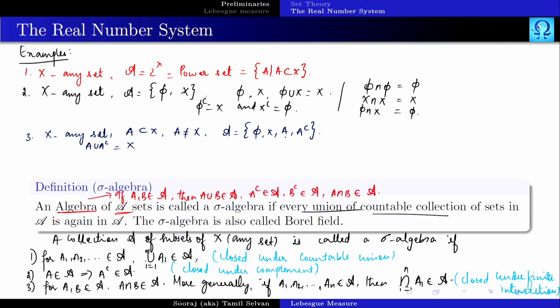Okay, the complement of A is A complement and the complement of A complement is A itself. Complement of X is phi and complement of phi is X. So that is also verified, right? And what is the third one? You will have to make the finite intersection, right?